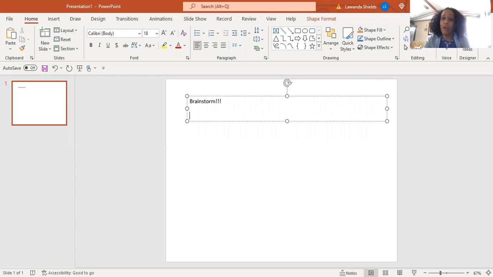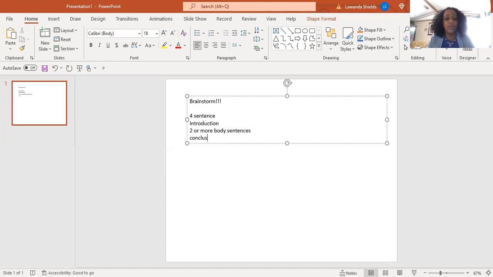So with a paragraph, it's very simple. We know a paragraph is at least 4 sentences, and we want to make sure they're 4 good sentences. So we want an introductory sentence because we're writing a paragraph. We want to make sure that we have an introduction, the introductory sentence, and then at least 2 or more body sentences. Then we want to have a good conclusion.